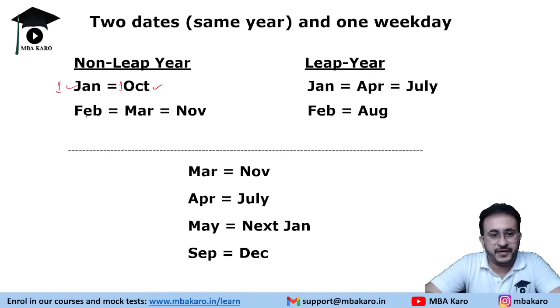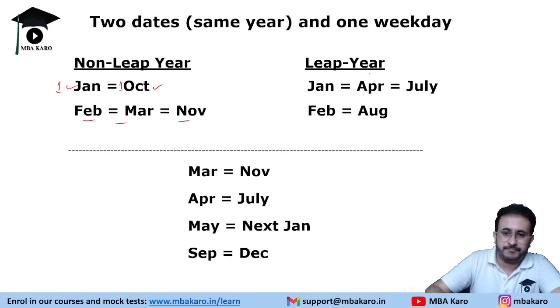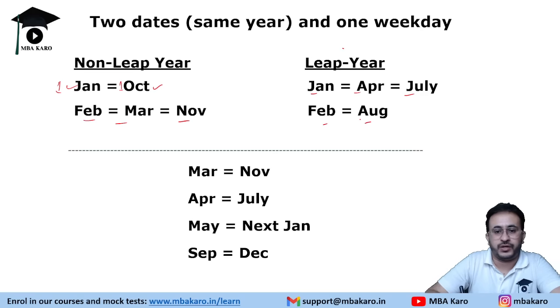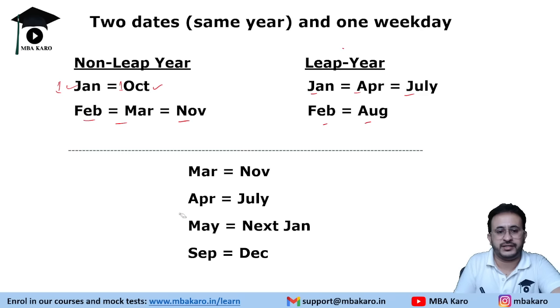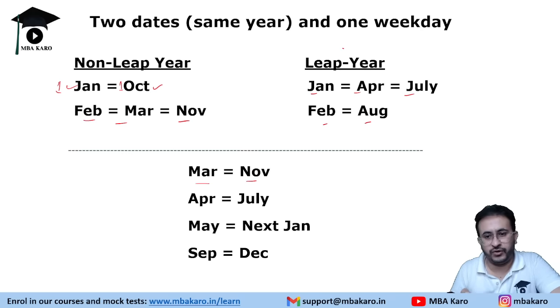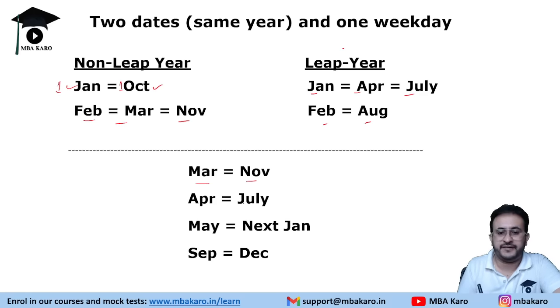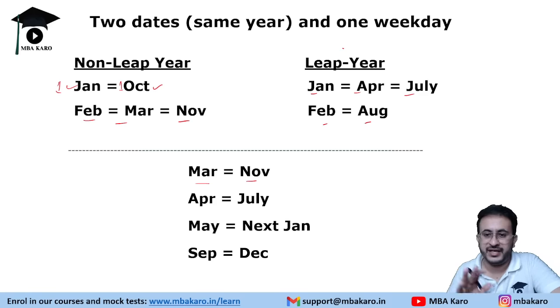Okay, February, March and November have the same calendar. In a leap year, January, April, and July, and February is equal to August. And others are common in all other years, like March is equal to November. April and July have the same calendar. May is equal to next January, and September and December have the same date.